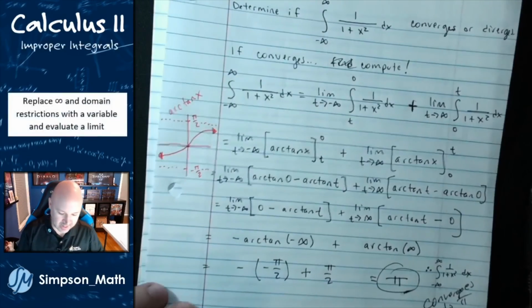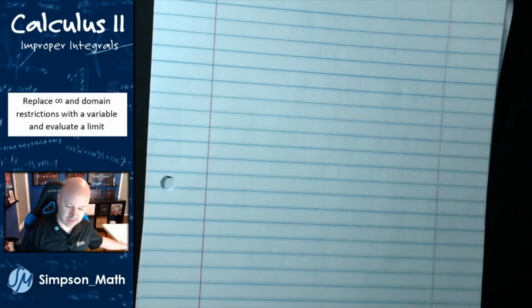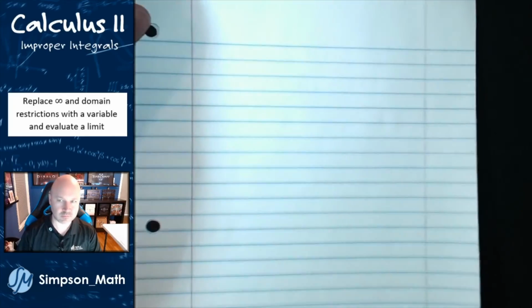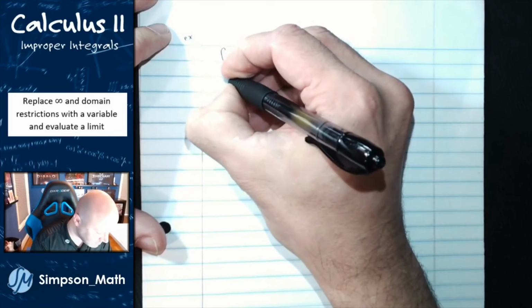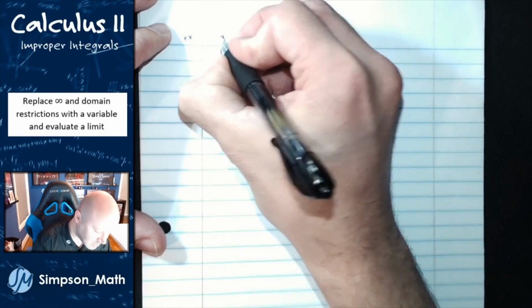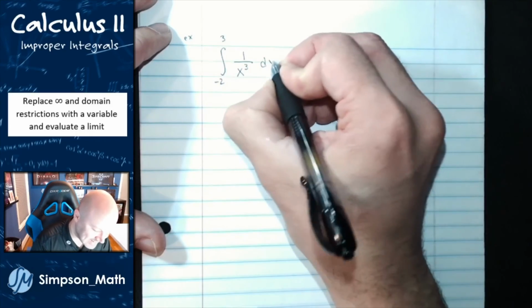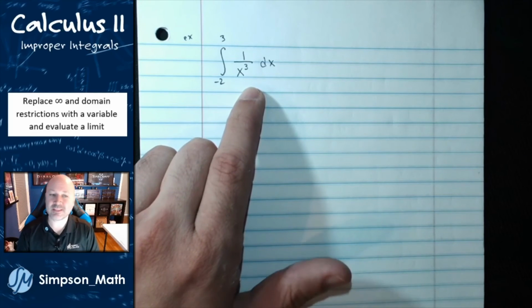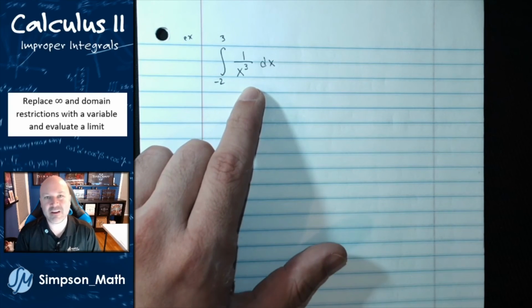Okay. Back to integrating, back to improper integrals. I have one more I'd like to talk about. And that is the integral from -2 up to 3 of 1 over x cubed dx. And it's the same question. I want to determine, does this converge or diverge? And if it does converge, well, what does it converge to? What does all that area sum up to?